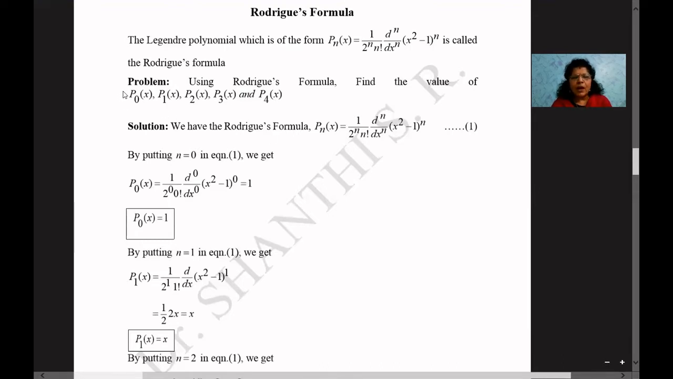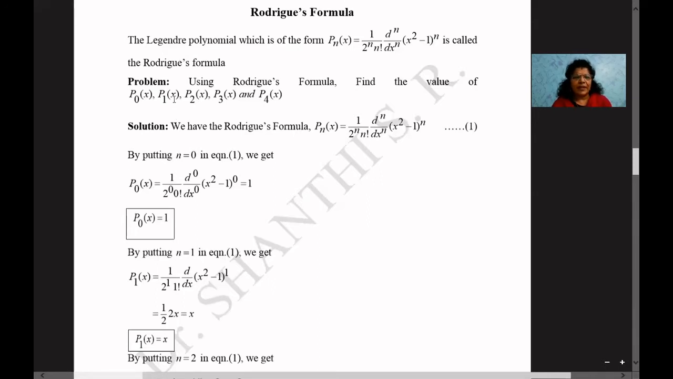How to find P0 of x? Put n is equal to 0 in this equation. By putting n is equal to 0 in equation number 1, what will we get? P0 of x is equal to 1 by 2 power 0, 0 factorial, d power 0 by dx power 0 of (x square minus 1) the whole power 0. In place of n we apply 0. Anything power 0 is 1. Zero derivative means no differentiation. 2 power 0 is 1, 0 factorial is 1. So completely the value is 1. Thus we have got P0 of x is equal to 1.